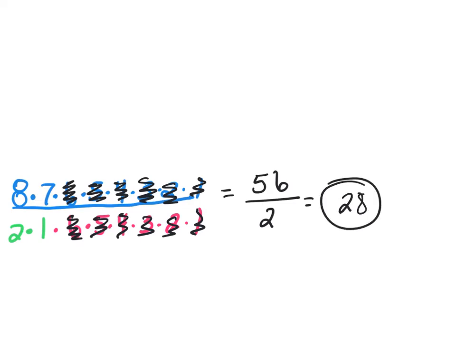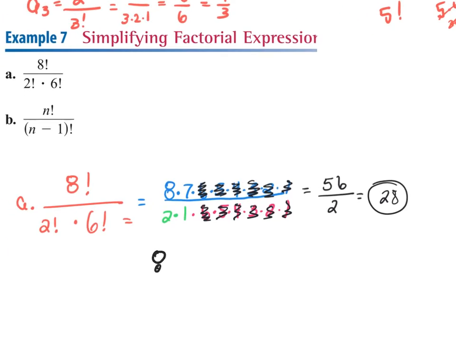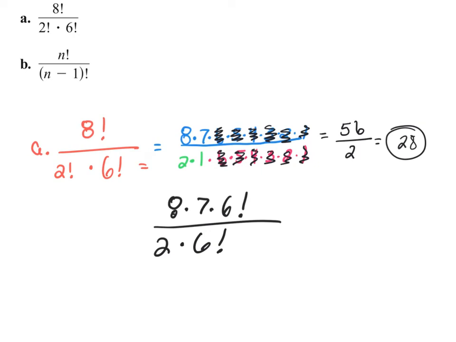28. Could you have multiplied the entire top? 8 times 7 times 6 times 5. Yes. And then multiply the entire bottom? Yes. And then simplify? Absolutely. But if you have something on the top and something on the bottom that is exactly the same, you could have stopped there. I could have also written this like this. 8 times 7 times 6 factorial over 2 times 6 factorial. How come I can stop right there at that factorial? What made me think, oh, I don't have to write the rest of those numbers out?